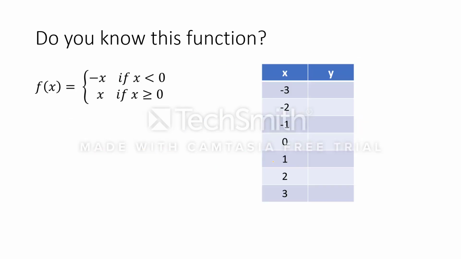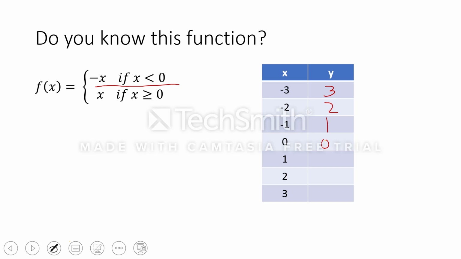Okay, let's check out this function here. It's a piecewise function. f of x is -x if x is less than 0, and it's just equal to x if x is greater than or equal to 0. So let's fill in some of this table here. Okay, if x equals -3, then I'm in this top case. So I've got -3, that gives me +3. The same thing for -2. -2 gives me +2. 0.